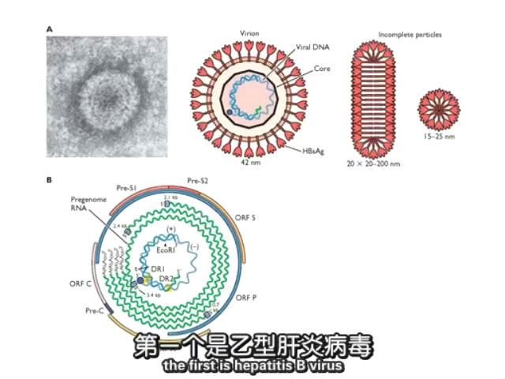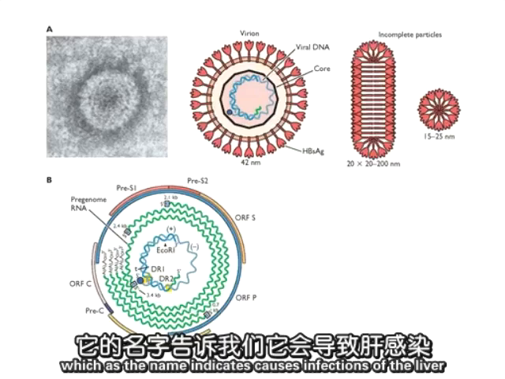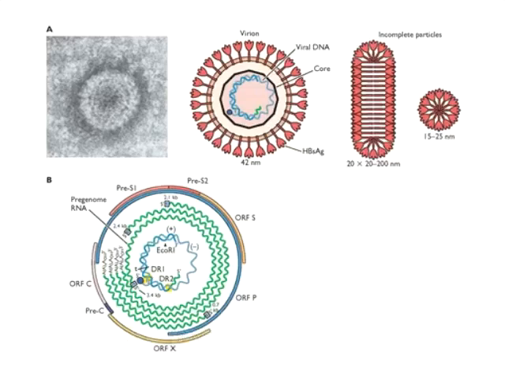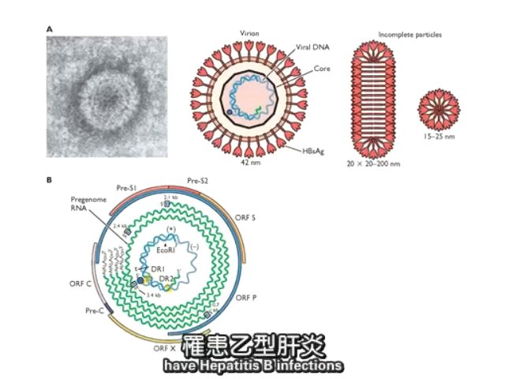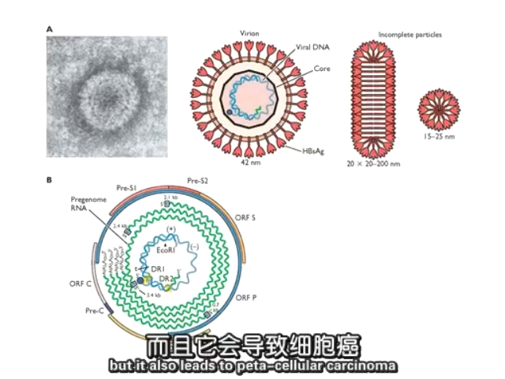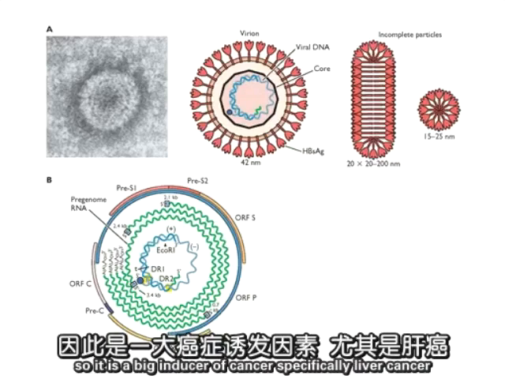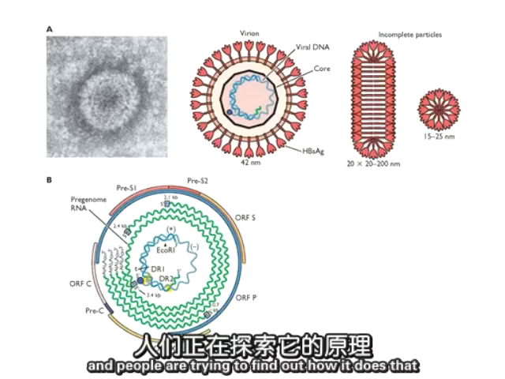The first is hepatitis B virus, which, as the name indicates, causes infections of the liver. And gets a lot of attention because not only do a lot of people globally have hepatitis B infections, but it often leads to hepatocellular carcinoma. So it's a big inducer of cancer. Specifically liver cancer, and people are trying to find out how it does that.